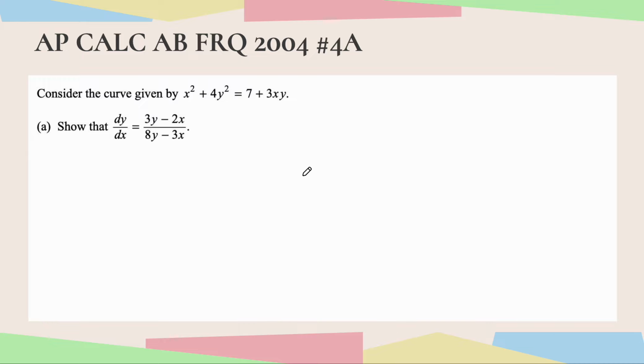Quick overview on implicit differentiation. Feel free to skip ahead if you already know this, but just for my new viewers, implicit differentiation is used when you have x and y on the same side, and really, to be more specific, anytime you don't have y isolated, meaning anytime you don't have a simple equation where you just have y equals, where it looks more complex than that.